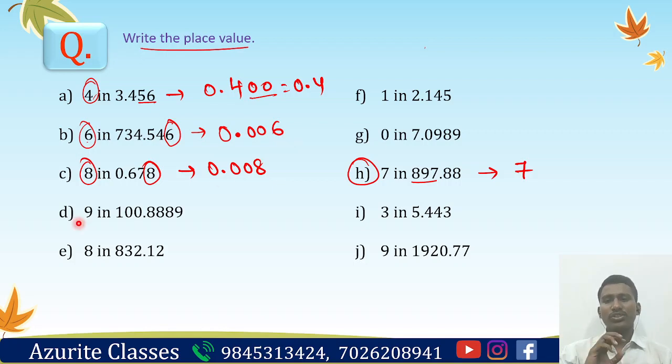So here in the E question, it is 8 in 832.12. This is before the point. So it is 832, and 832 means it is 800, right? So what will be the place value here? It is 800, right? So that will be the place value of 8.